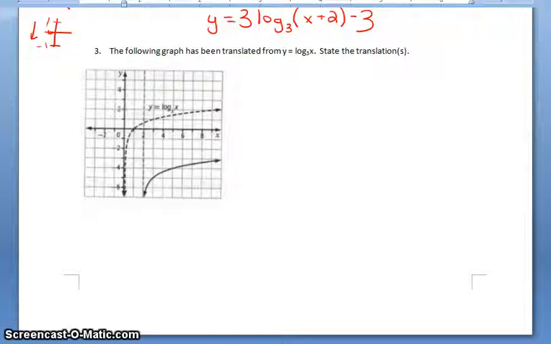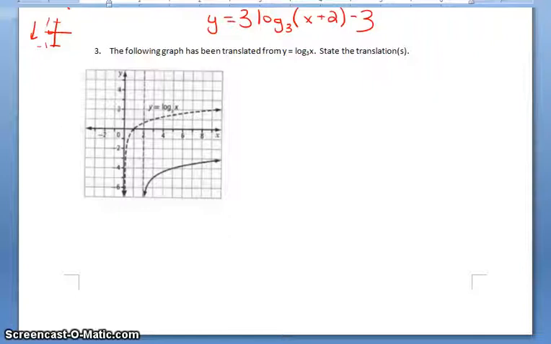Moving on down there, number 3 says: given the following graph below, it's been translated. The original base function here was y is equal to log base 3 of x. So actually we're working with that same one from the previous question. And for this one, we need to state the translations.